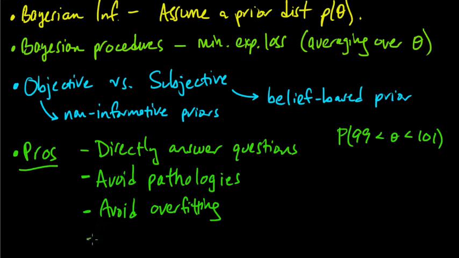And one more pro, one more advantage, is that a Bayesian approach allows you, in some sense, to automatically do what's called model selection. If you are comparing different alternative models, then Bayesian approaches will, in some sense, automatically prefer simpler models. This is sometimes referred to as Occam's razor.